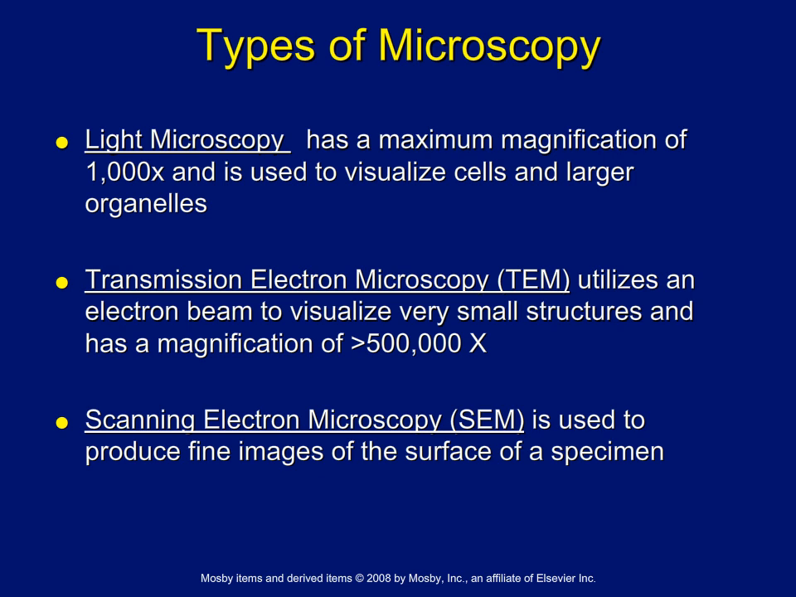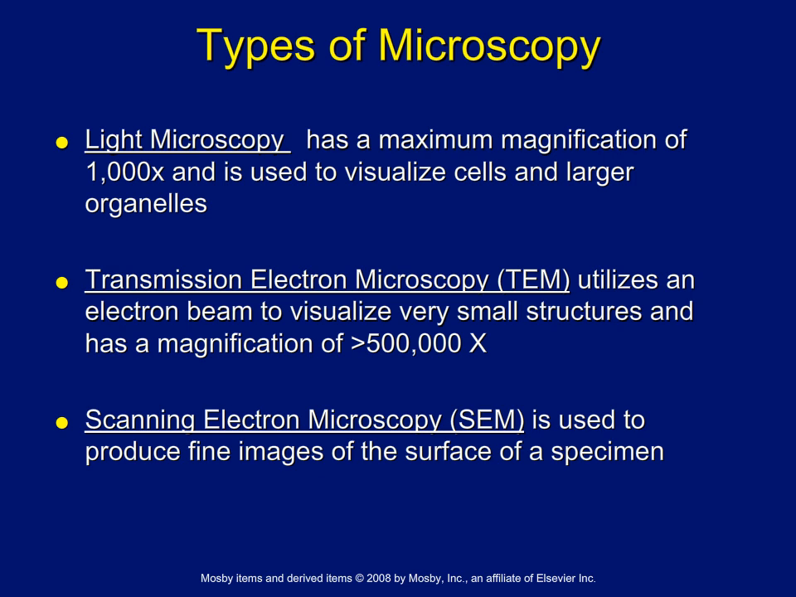But generally anything that's less than a half micron in diameter is not going to be very well resolved with light microscopy. For that type of study, we need to look at something using transmission electron microscopy, or TEM, and this utilizes an electron beam that can be used to visualize very, very tiny structures within a cell or even within an organelle. It has a maximum magnification that can be greater than 100,000x, up to 500,000x. So it has a lot more resolving power than a light microscope would.